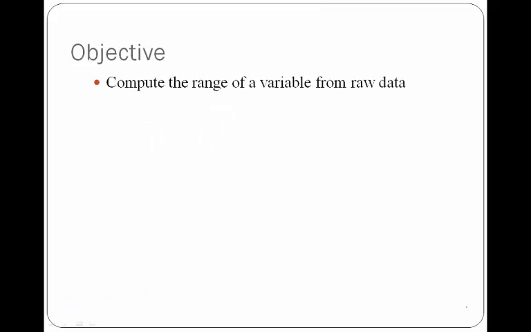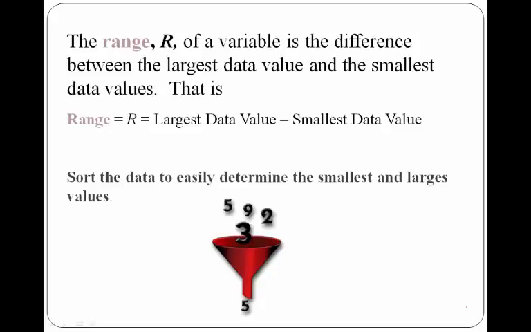Now we want to compute the range of a variable from raw data. The range R of a variable is the difference between the largest data value and the smallest data value. That is, range is equal to largest data value minus smallest data value. You might want to sort the data to more easily determine what the smallest and largest values are.